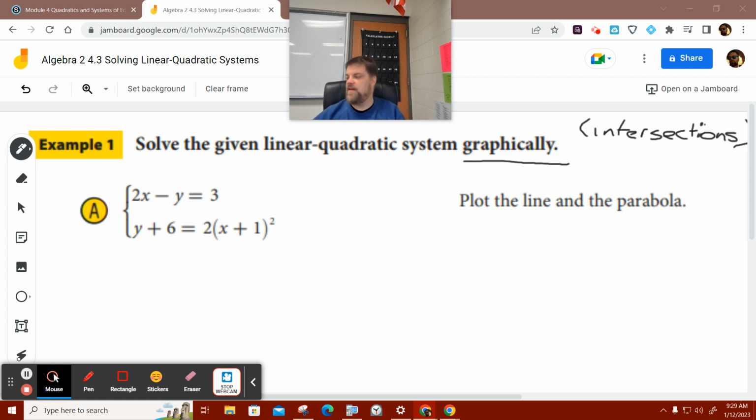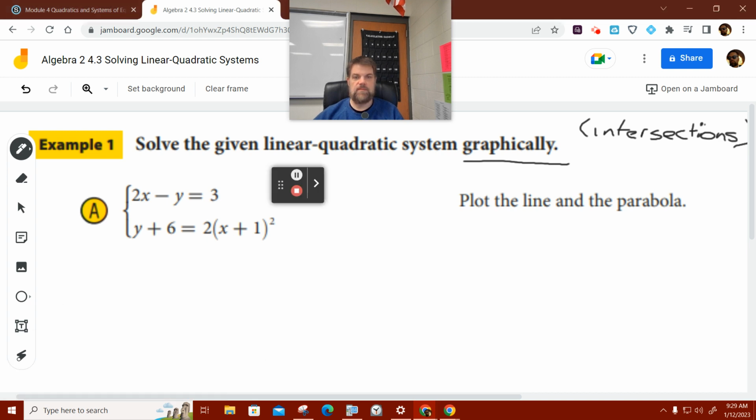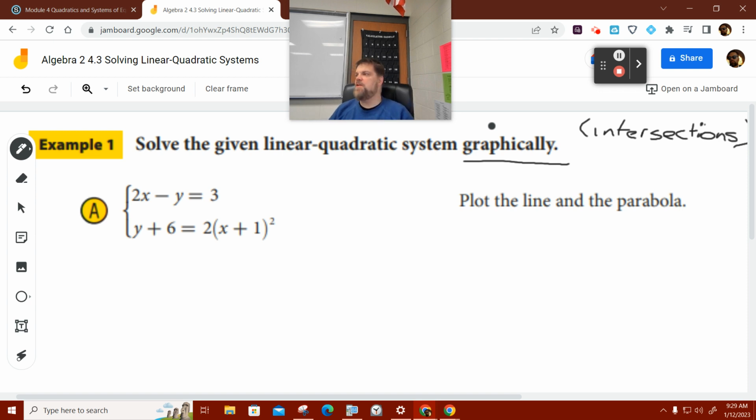Okay, how about now? And so while you're writing that down, let me tell you a couple of things. I know that the first equation is a line. It's linear. How do I know that? Because x is raised to the first power and y is raised to the first power.